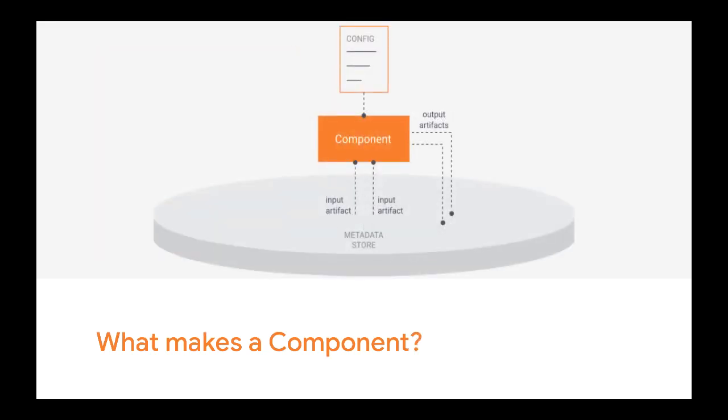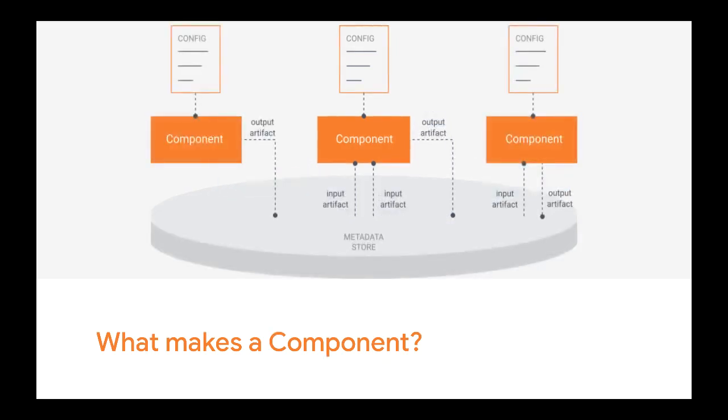So a component pulls its input from metadata. It does what it's going to do, and then produces an output, which is then put back into metadata. And that happens over channels. There are input channels and output channels. And the input and output are metadata artifacts. And that's how components communicate with each other, how data flows through a pipeline.